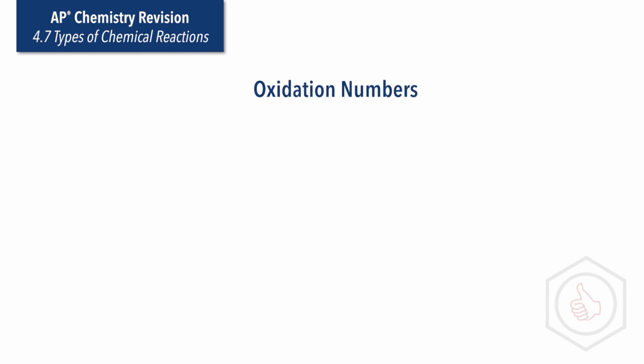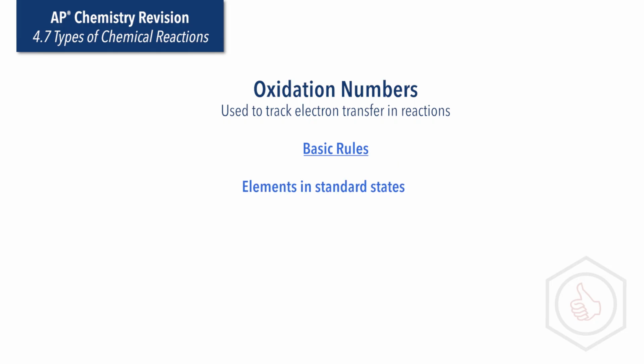Oxidation numbers can be really useful to help us track electron transfer in reactions and identify redox reactions, determining which species gets oxidized and which gets reduced. There are some basic rules to follow for oxidation numbers, although some exceptions do exist. Elements in their standard state are always assigned an oxidation number of 0.